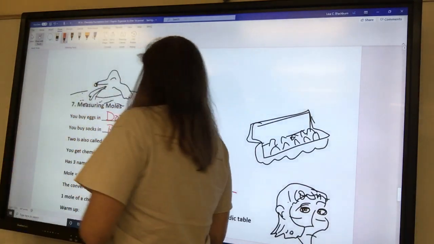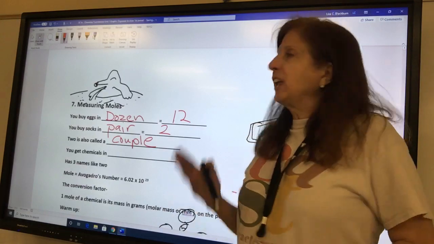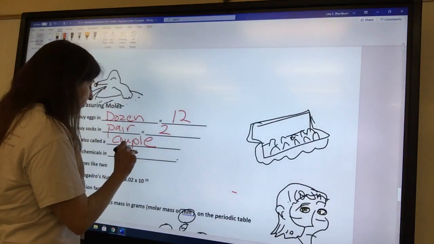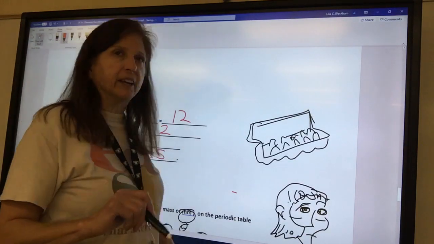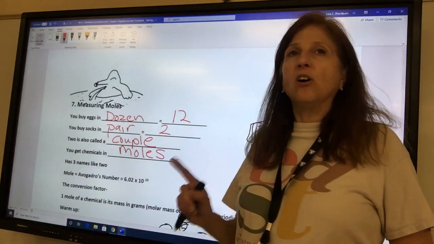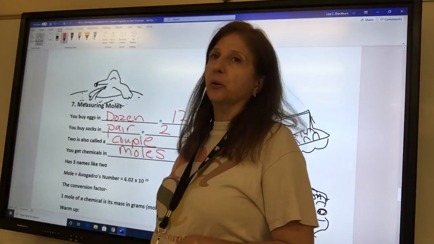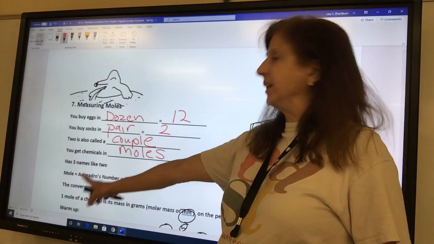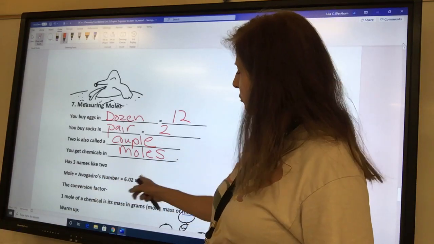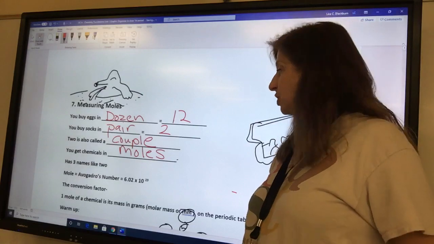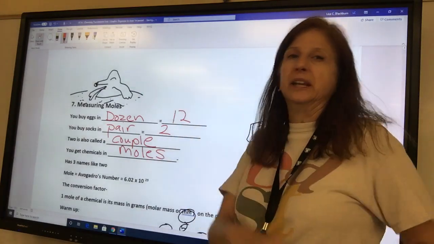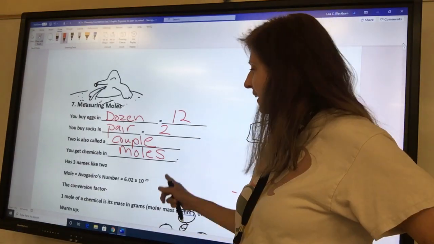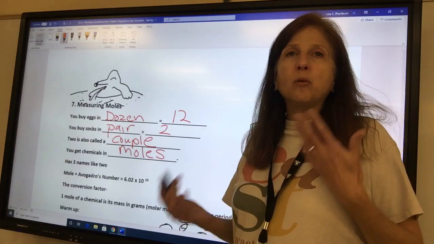Now, why do I say all of this? It's how you get chemicals. You get chemicals in moles. Mole is the unit we use to measure chemicals. And it also has two names, okay? A mole is also called Avogadro's number, after the guy who invented it, and it is equal to 6.02 times 10 to the 23rd power. It's actually 6.022, but since it's just high school, we leave off at 2. But in college, you might get that extra 2 back again. But it's how we measure chemicals.